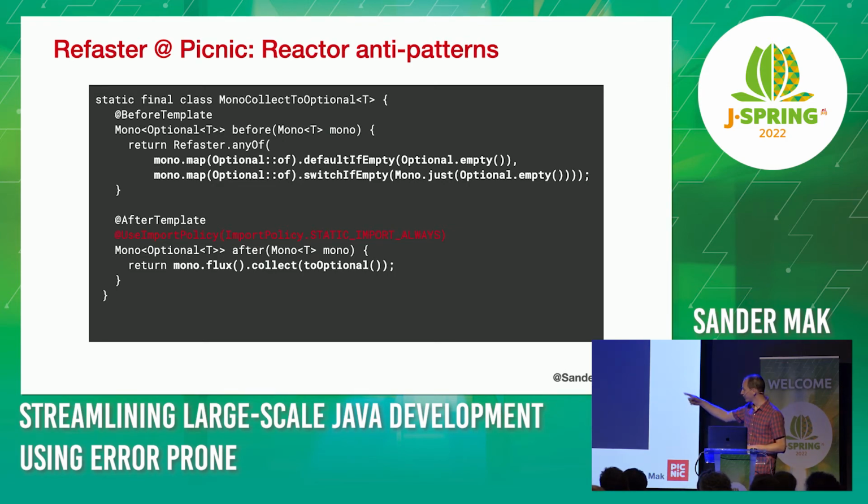And in this case, there's this toOptional method, which is a static method. If we would rewrite without adding an import, then it would not compile. So there's also this use import policy annotation that you can use to direct Refaster and error-prone to actually add this static import so that the code is still valid and still compiles.